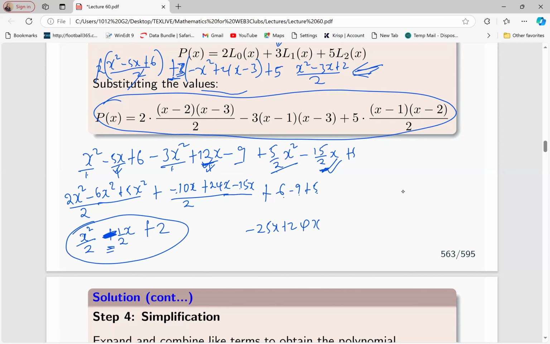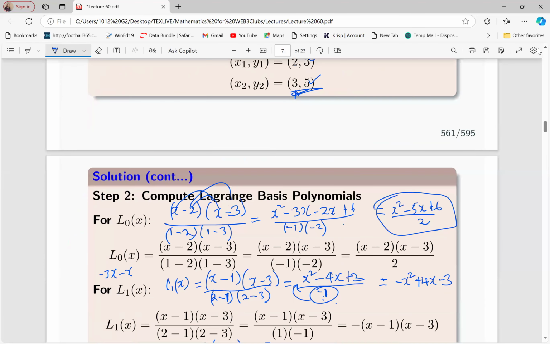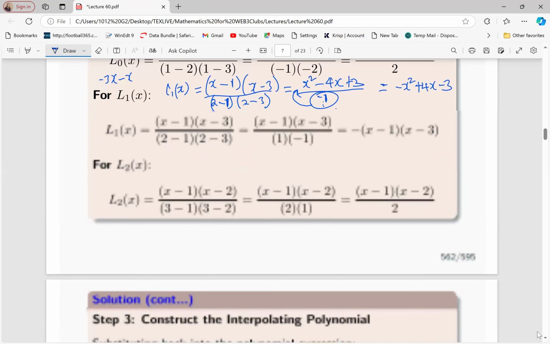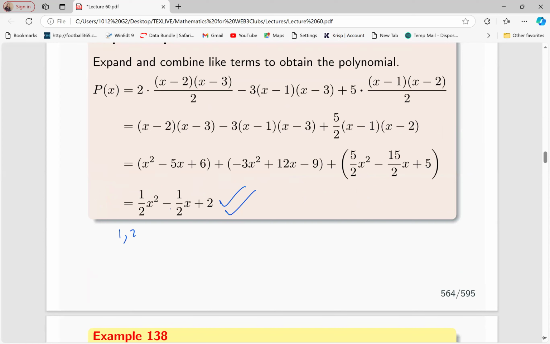This is the Lagrange interpolation polynomial. You can see the degree is 2. This polynomial passes through all those points. You can verify. To verify if it passes through all those points, you can try, what are the points? One of the points is 1, 2. Try and insert 1 where the x is and see whether you get 2. That is how you prove that it passes through those points.